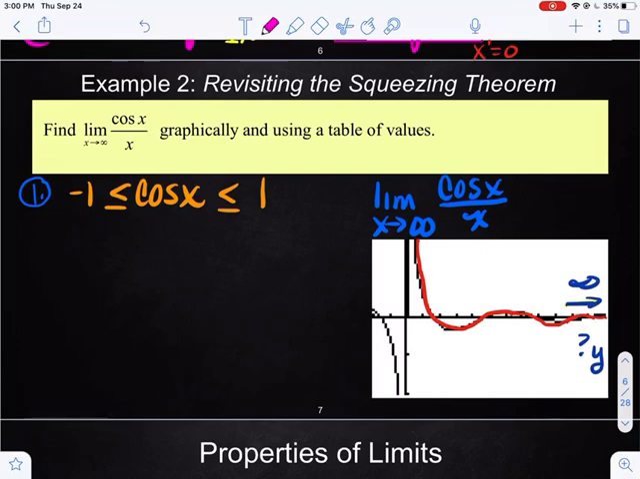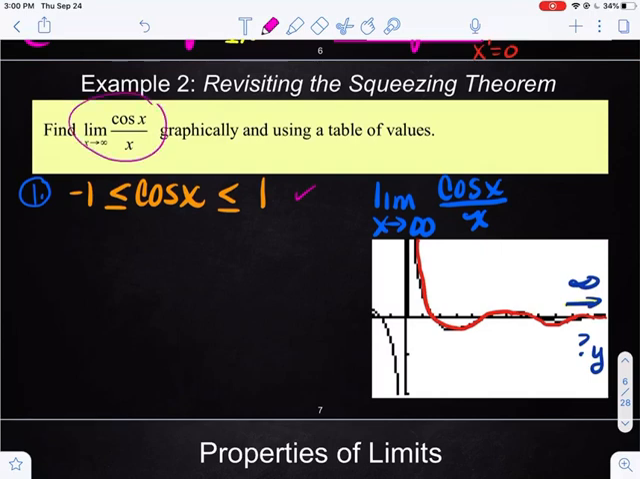I can also look at a table of values. I'm going to hold off on the table of values because you can do that in your graphing calculator. Remember that last week we took the range of the sine, and it goes from -1 to 1. We're going to do the same thing with cosine. So with cosine, it goes from -1 to 1.